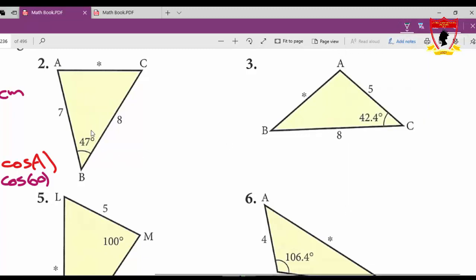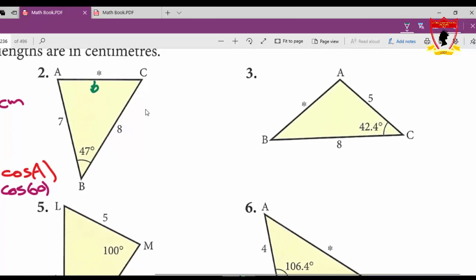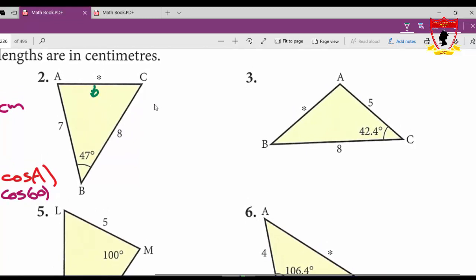Now question 2, which side is missing? It's opposite angle B, so the side is B small. Then how can we write cosine rule in a way to help us find B, which is side B? Then B squared is equal to, since we have B here, we must have A and C on the other side, then minus 2AC cosine of, this is B, it must be cosine of angle B, which is 47.